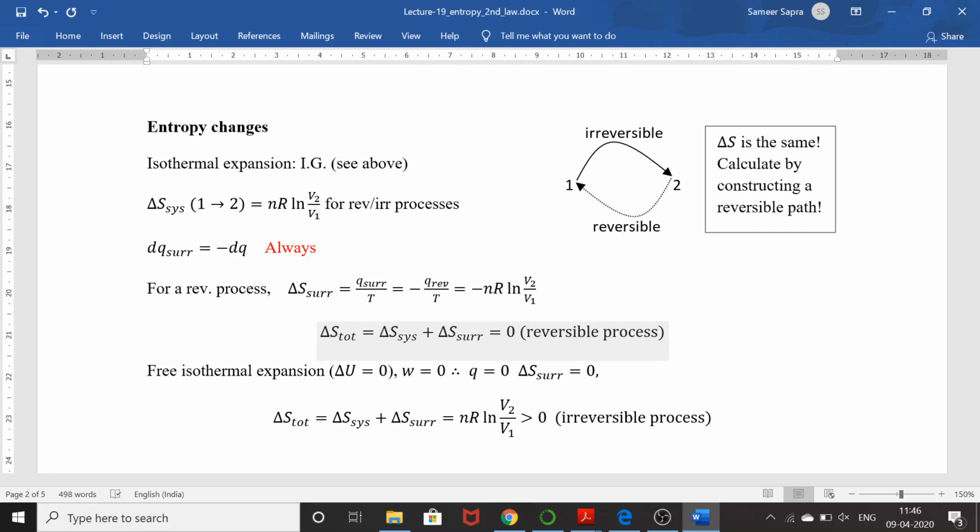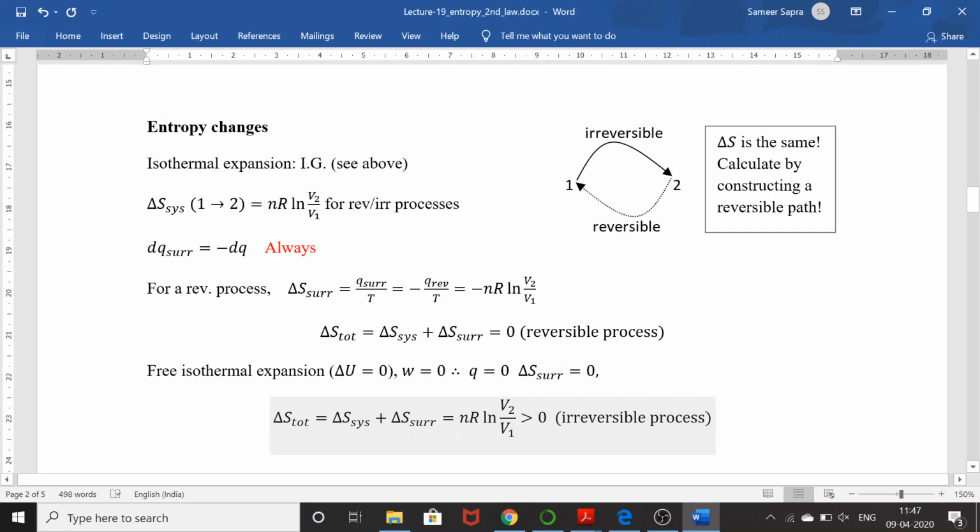Remember that, yes. Now, it's an isolated process when I consider both the system and the surrounding. That makes the complete universe, and that is isolated, right? But if I think of free isothermal expansion, free means against an external pressure of 0, against vacuum. Isothermal, so delta U is 0. Free, so pressure is 0, so work done is 0. Naturally, the heat exchanged is also 0 as per the first law. So delta S surrounding is also 0.